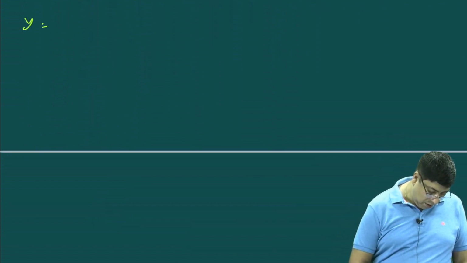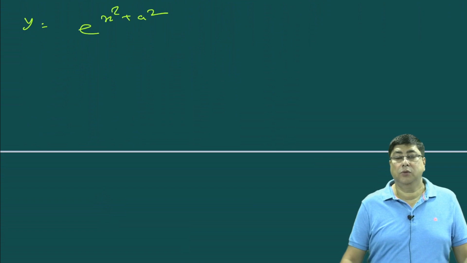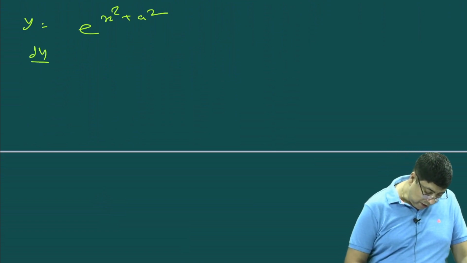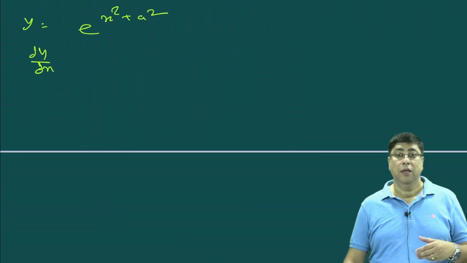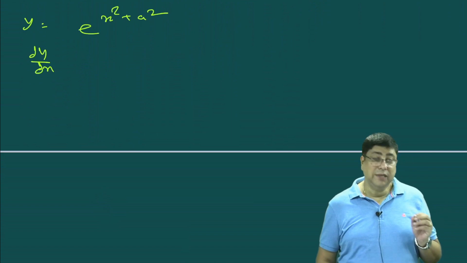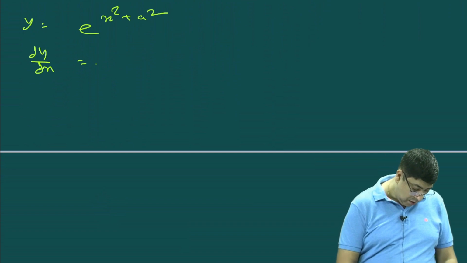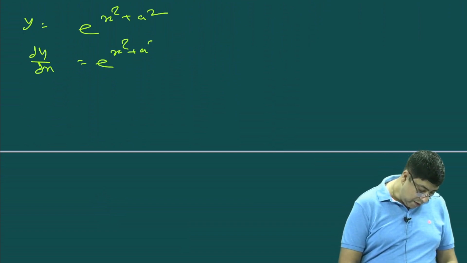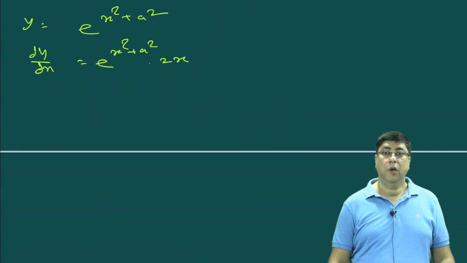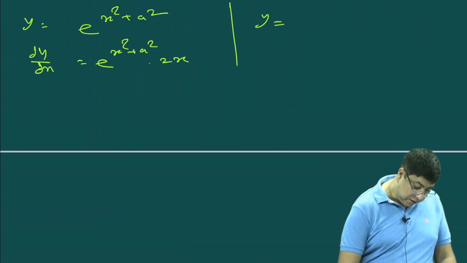Next, y equal to e to the power x square plus a square. How to write this? Just see one thing, let us apply. I think it is clear for you also which to take as t. So x square plus a square equal to t. So e to the power t, the derivative of e to the power t is e to the power t, and the derivative of x square plus a square is 2x. Done in one line.